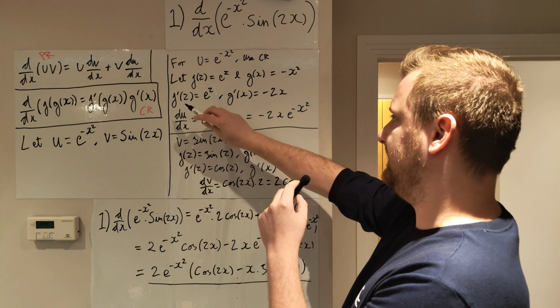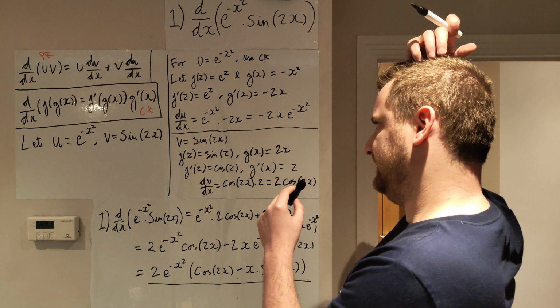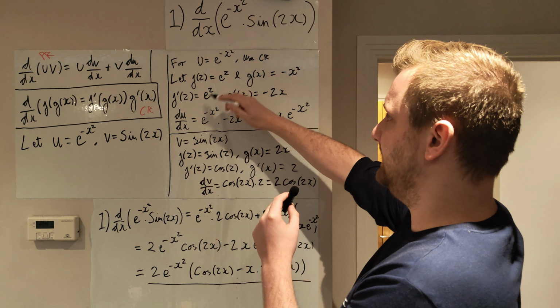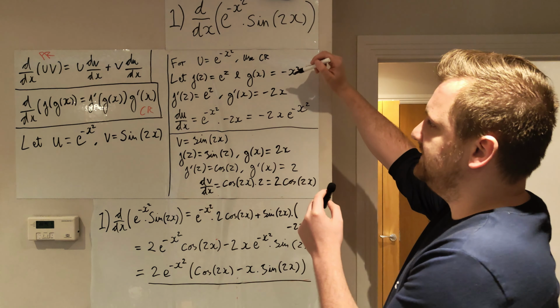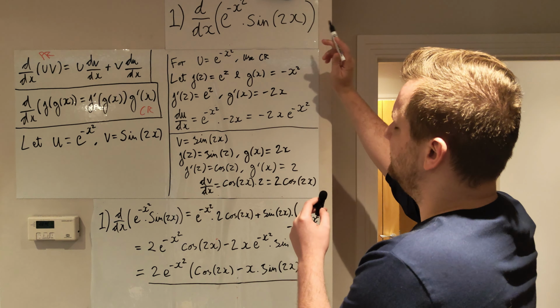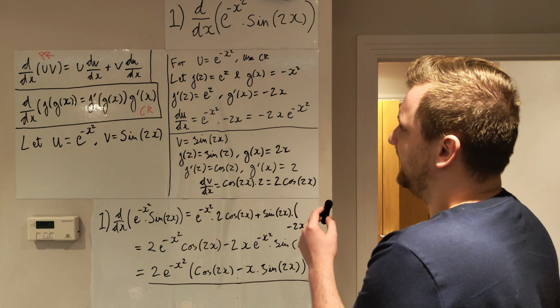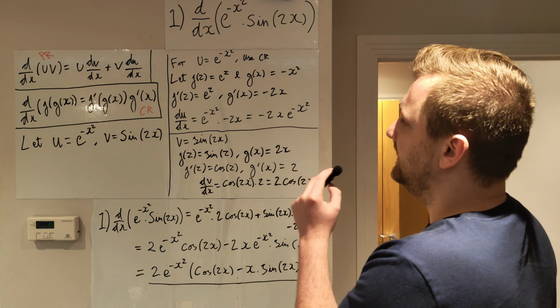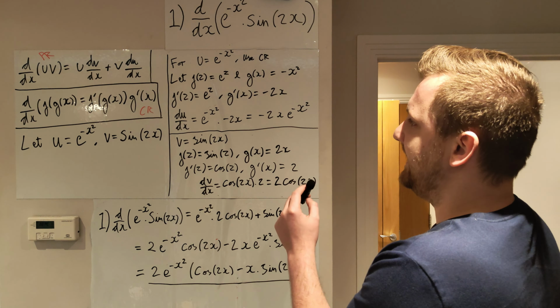It means they're differentiated. So f dash of z is just e to the z, it stays the same, and g dash of x, this becomes minus 2x, okay? Like just a simple differentiation, bringing the power to the front. So now we can use the chain rule to work out du over dx.